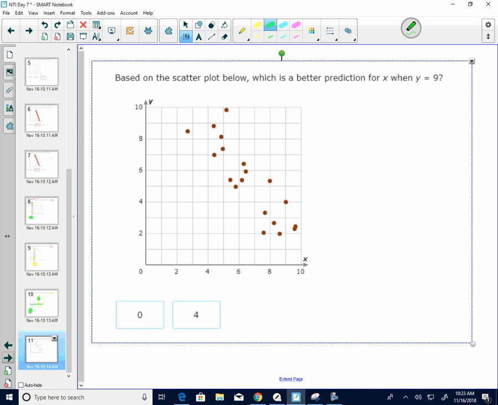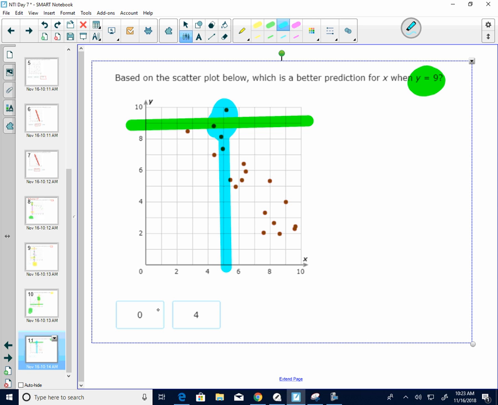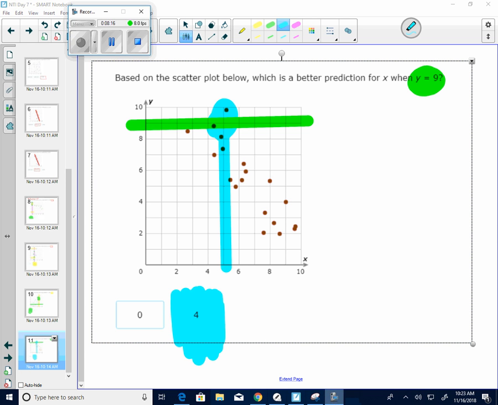And then finally, it pays to read. A lot of students miss this one because they switched from giving you x to giving you y. So when y is 9, y equals 9 is actually that line. So where are the points on x when y equals 9? Well, they're right around here, and that line is actually when x is 5-ish. So what's closer to 5? The 0 to 4. Well, 4. And that is all the types of questions that you will encounter on interpreting these scatter plots.